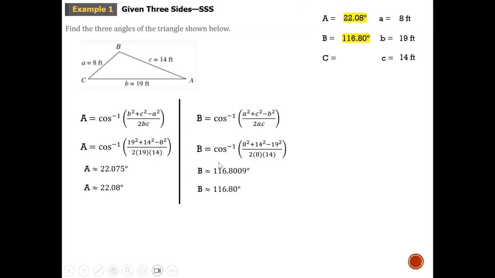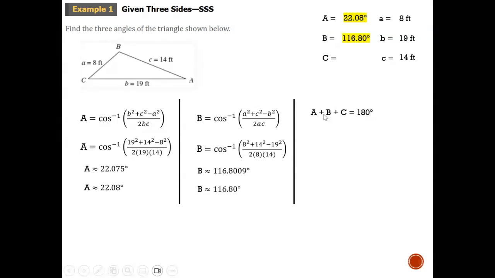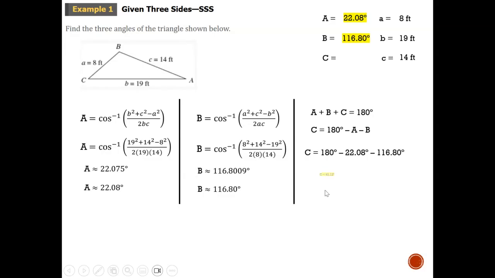Now we can find angle C. We can do it the same way, but it's easier to use that angle A plus angle B plus angle C equals 180. We're looking for angle C, so it's going to be 180 minus angle A minus angle B. Plug in the values for angles A and B, and it gives us angle C is 41.12 degrees. That's my angle C. So I solved the triangle.